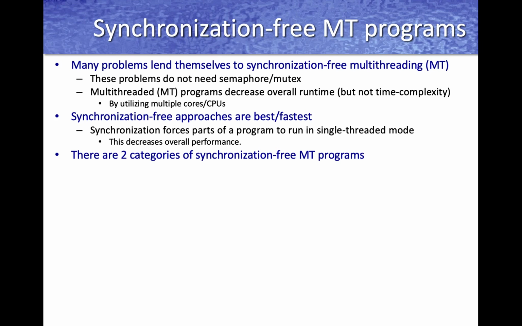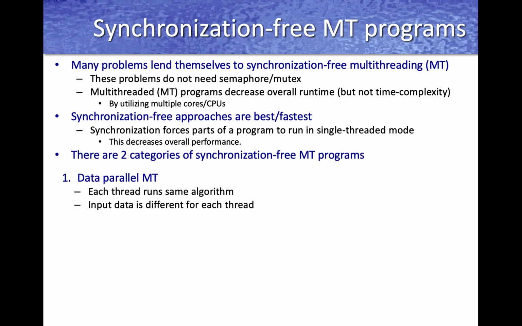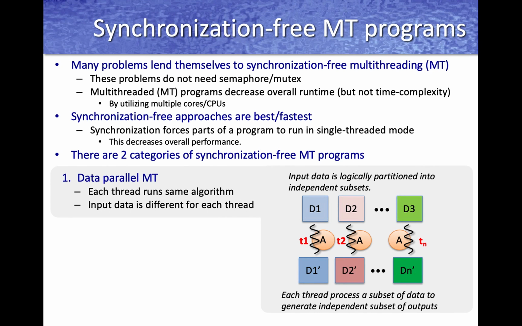There are two categories of synchronization-free multithreaded programs that we'll be covering in this presentation. First, we'll look at data parallel multithreaded programs where each thread runs the same method or algorithm but operates on different input data to generate different output data. So here, each thread will operate on different inputs. Here the inputs are D1, D2, D3, a list of inputs. Every thread runs exactly the same method or algorithm to generate the corresponding output for each one of the inputs.